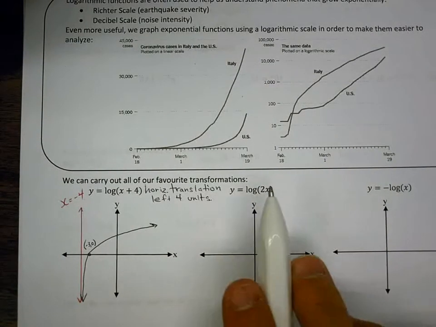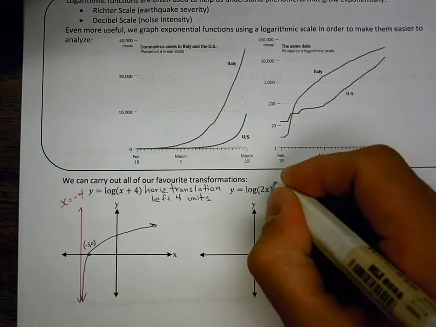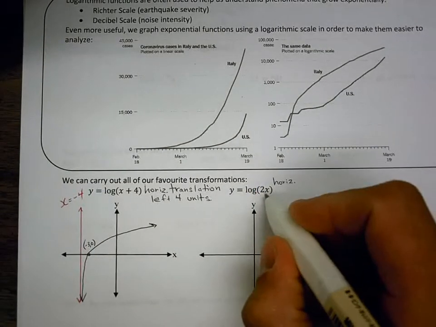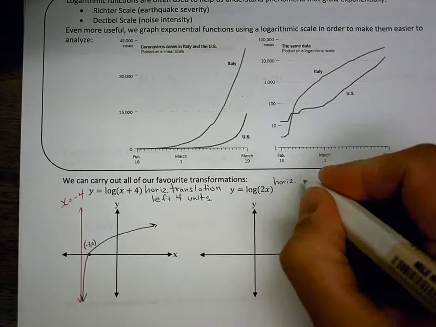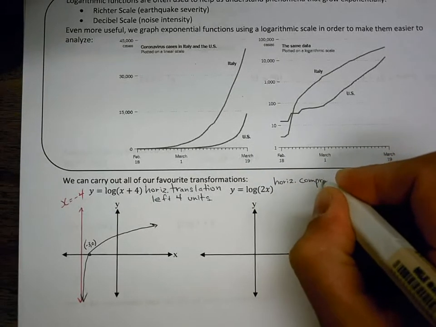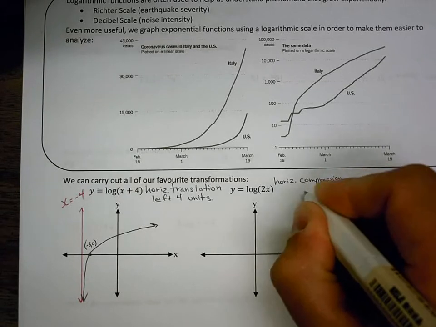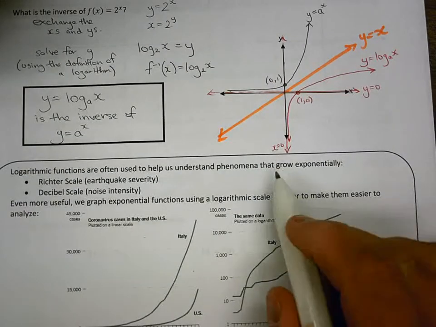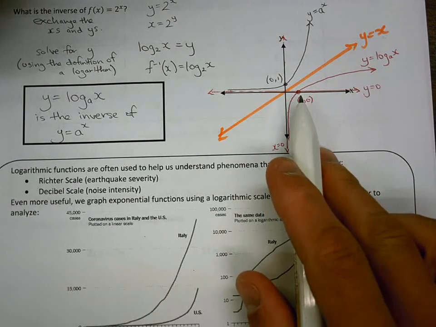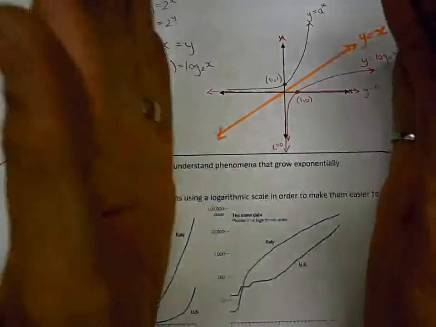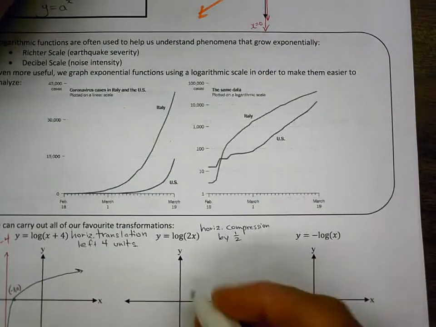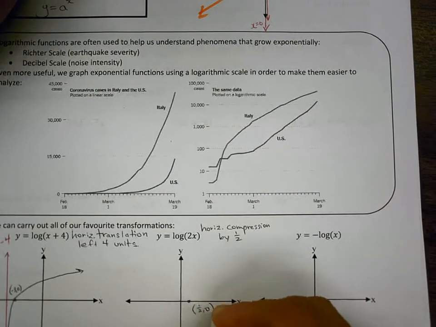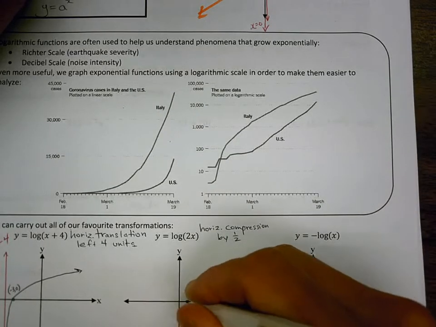I have a 2 inside the bracket. So this is a horizontal stretch. Oh, it would be a stretch, but because it's reversed horizontally, this is actually a compression by half. So the asymptote's not going to change, but this point is going to be compressed. It's going to be squeezed inward. So it's going to now be at half, 0. So I get this shape.